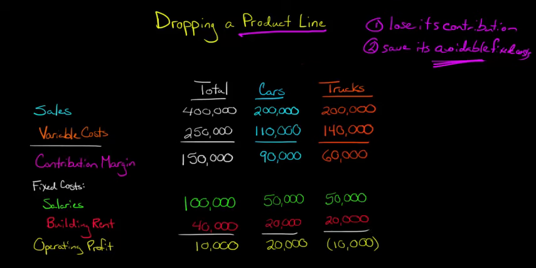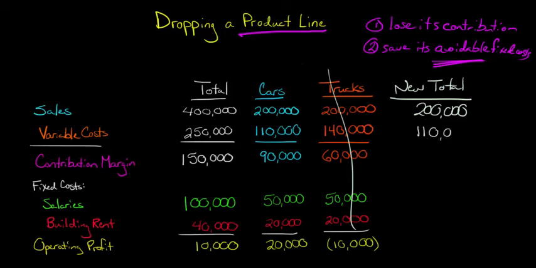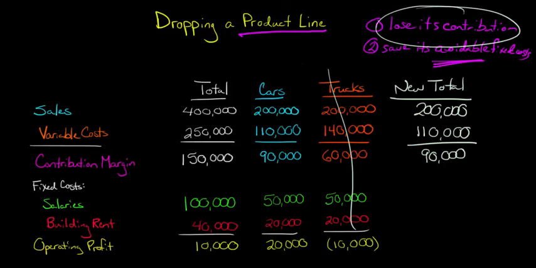Okay, so now we could say, well, what if we got rid of the truck division? What would be the new total for the firm? So if we got rid of the trucks, our total would be $200,000 in sales, and that's just from the cars, right? $200,000 in sales, $110,000 variable costs, and that gives us $90,000 contribution margin. Now that makes sense because we said up here we'll lose the contribution margin if we get rid of a product line, and we got rid of trucks, so we lost that $60,000 contribution margin.